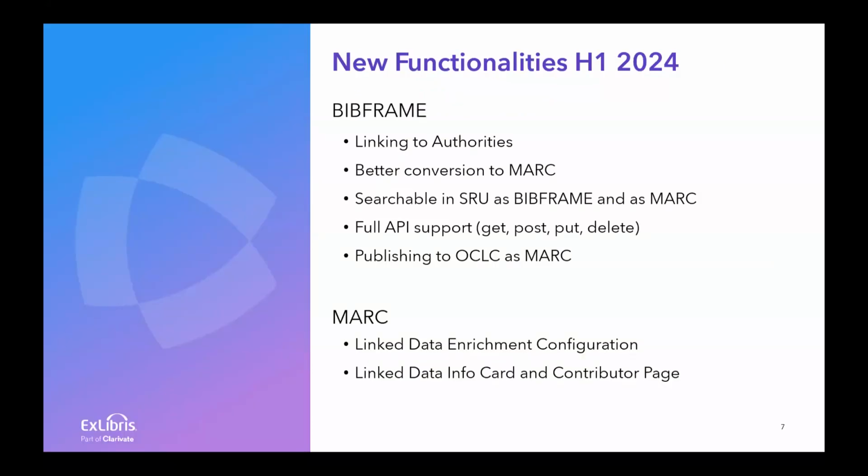So for a brief overview of some of the functionalities that have been developed based on the focus group feedback for Bibframe records. We've had linking the records to authorities. We tested and integrated the ability to link to Library of Congress authorities, to medical libraries, to FAST, and additional authorities as well. So that way also Bibframe records can be searched by non-preferred terms.